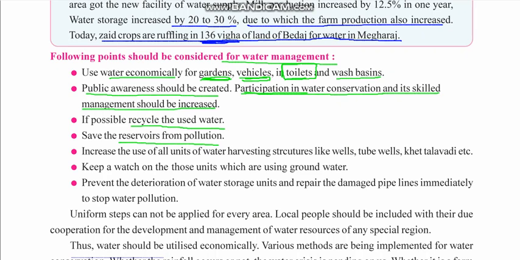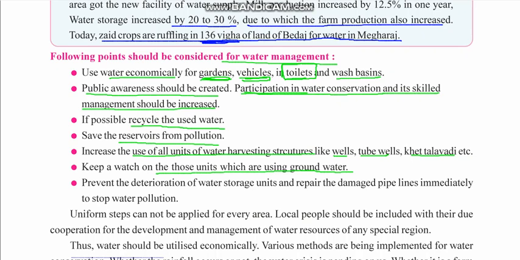Save the reservoirs from pollution. See that pollution is not done to them. Increase the use of all units of water harvesting structures like wells, tube wells, khet talaudi, etc. These are units for water conservation, so they should be used in the maximum way. Keep a watch on those units which are using groundwater.